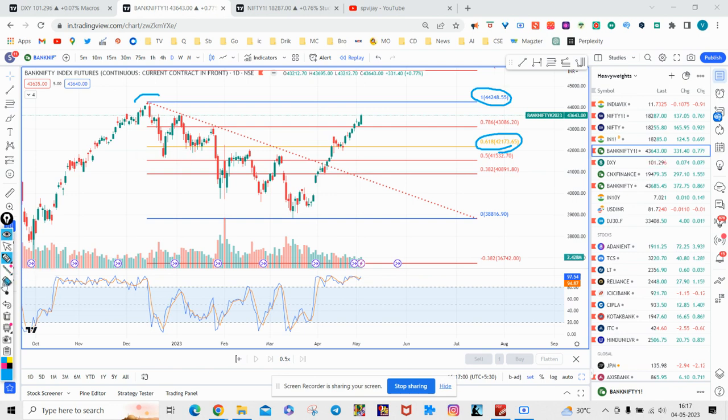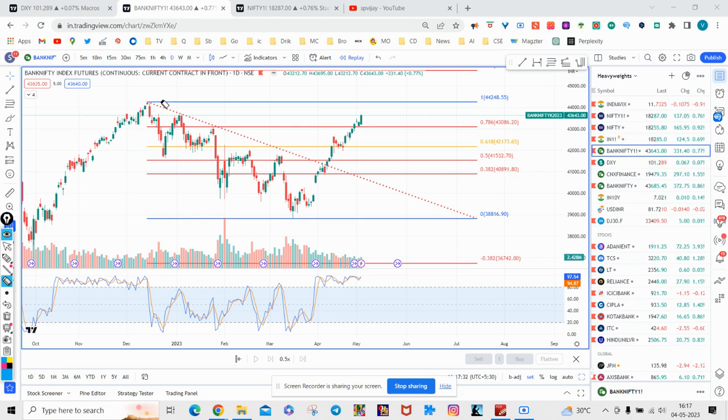So this is what we are expecting on Bank Nifty, and since it gave a closing above 0.786 yesterday, I'm talking about yesterday's candle, this is also another bullish confirmation. So overall the charts are bullish. Now the macros are also sounding bullish, with the dollar index at the support zone and heading downwards.